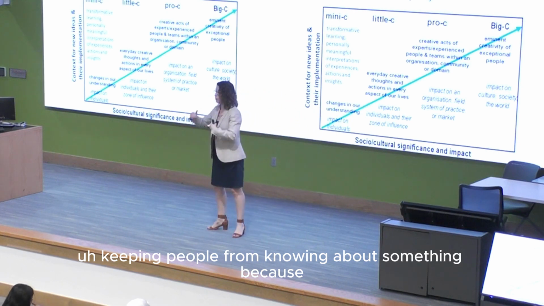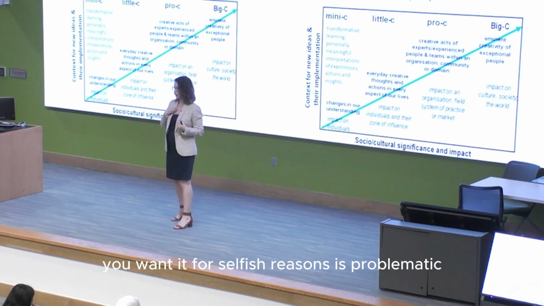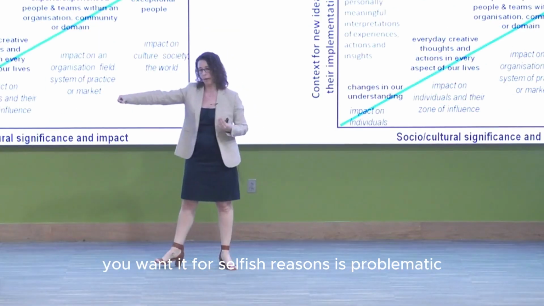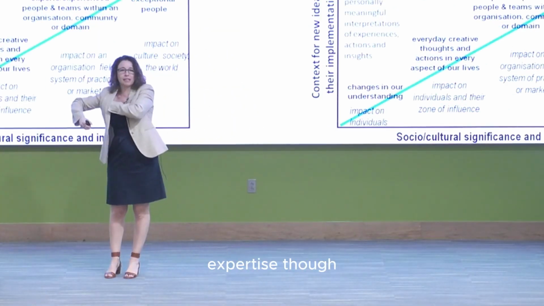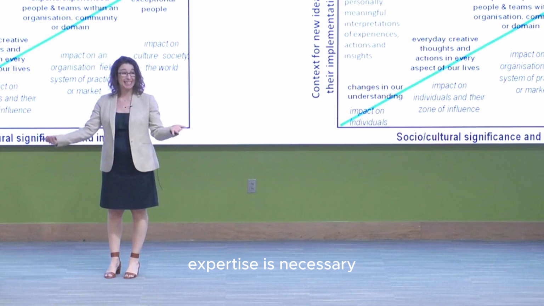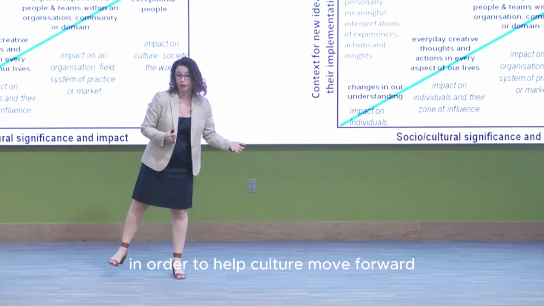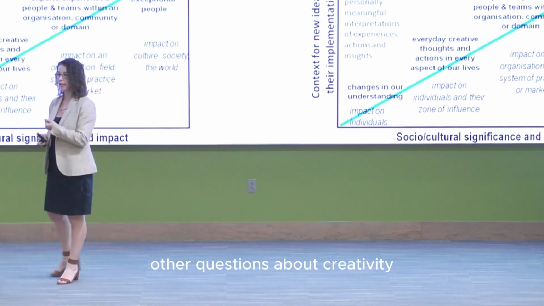Keeping people from knowing about something because you want it for selfish reasons is problematic. Expertise, though, is not problematic. Expertise is necessary in order to help culture move forward. Other questions about creativity?